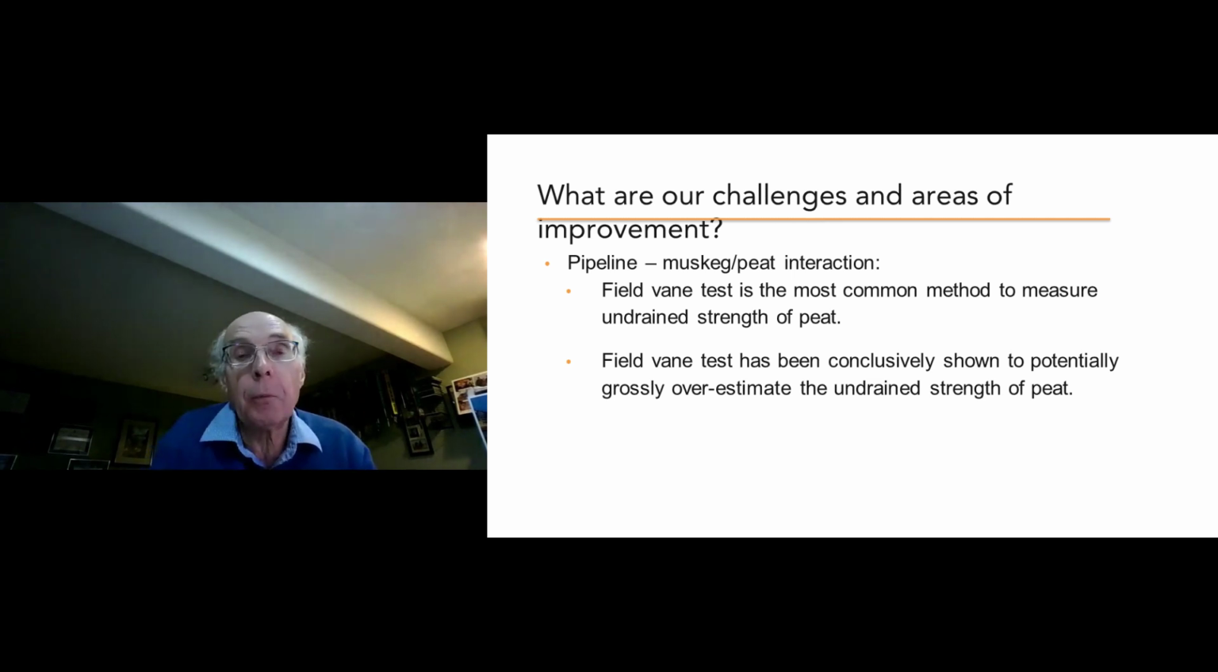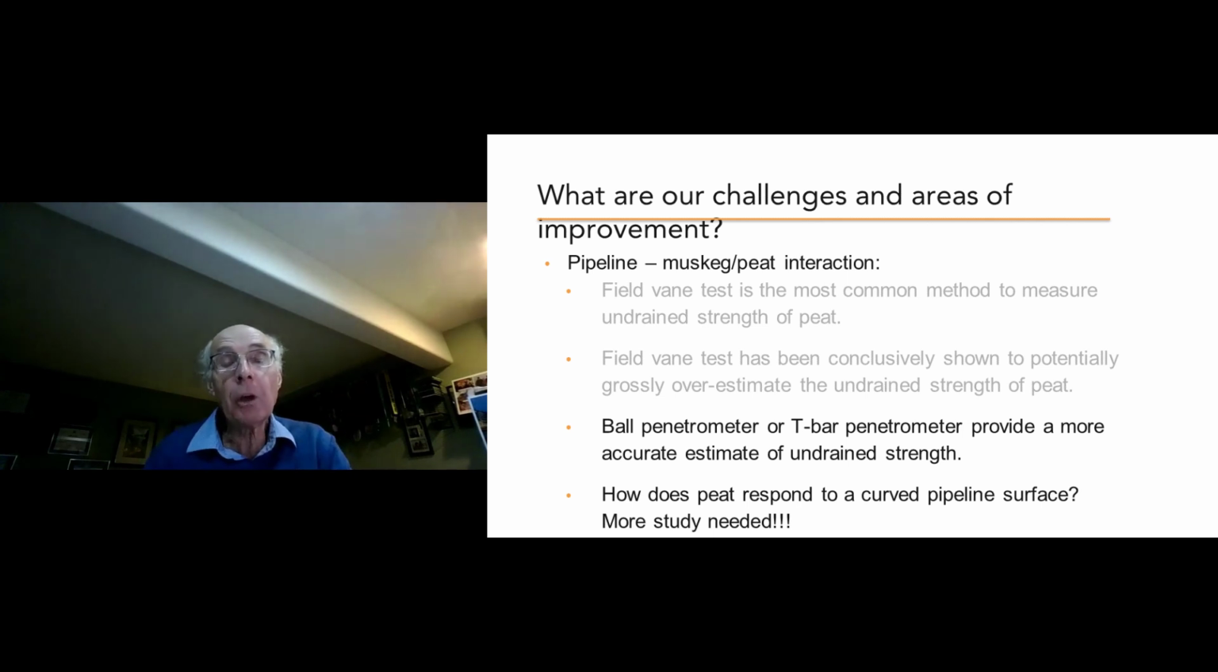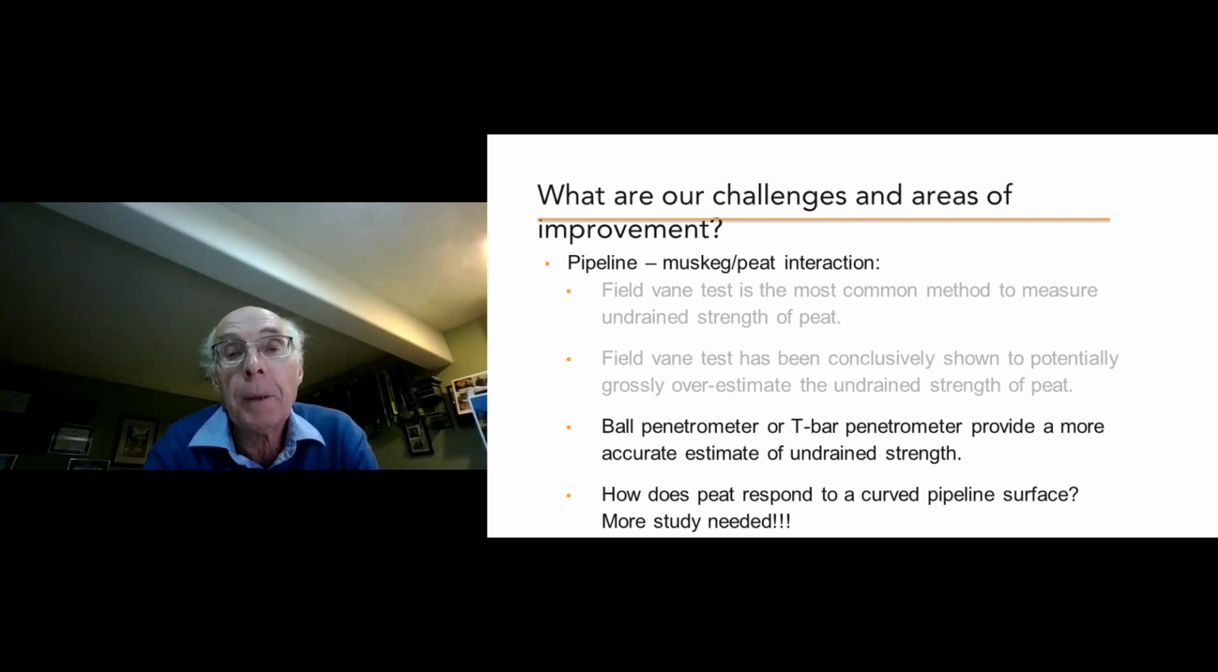One of the other particular issues that we have with organic materials is estimating its undrained strength. Often we will go into the field and use what's called a field vane test. It's the most common method for measuring undrained strengths. The problem is that research, particularly in Europe, in places like the Netherlands and Ireland, has shown conclusively that the field vane test grossly overestimates the undrained strength of the peat. That occurs for a number of reasons, but whatever the source, what we know is that if you measure some undrained strength in peat using the field vane test, it's likely that you've grossly overestimated that actual strength. As an alternative, the current technology is that we should be using a ball penetrometer or a T-bar penetrometer, and they both provide a more accurate estimate of the undrained strength.